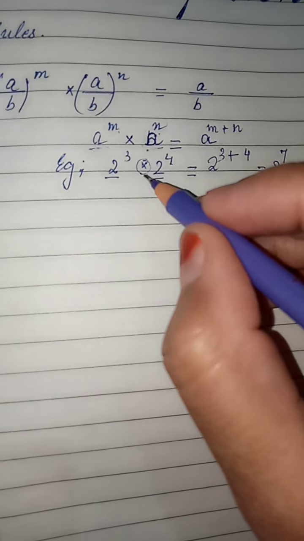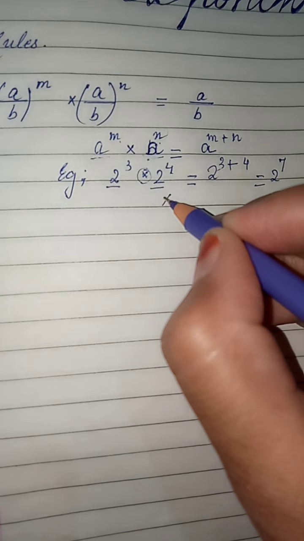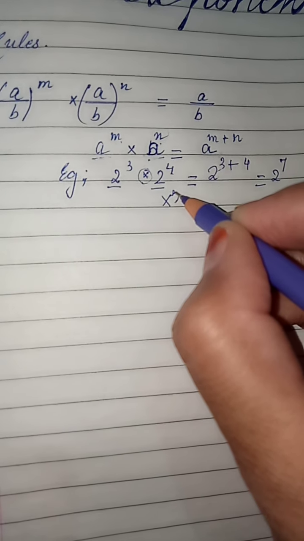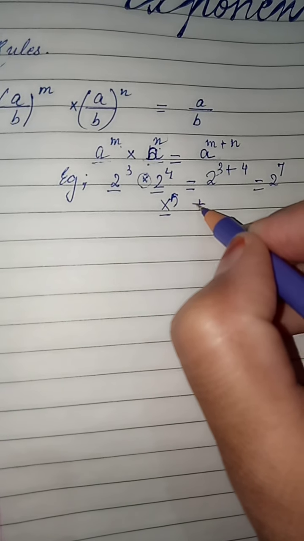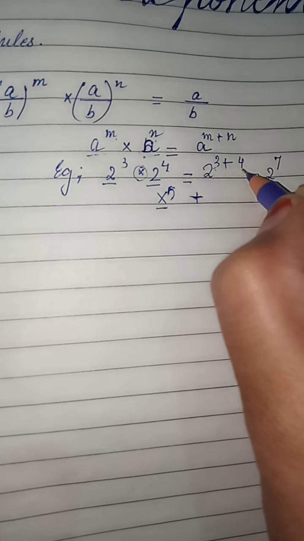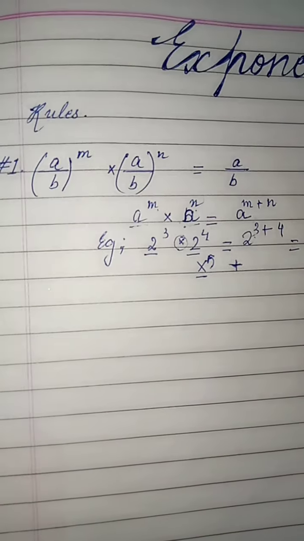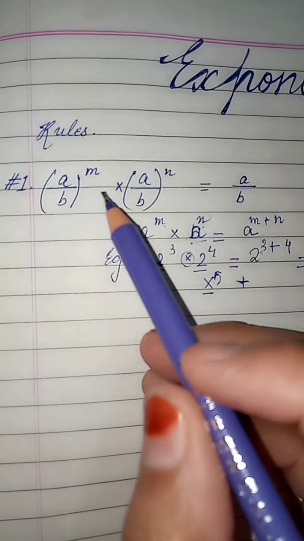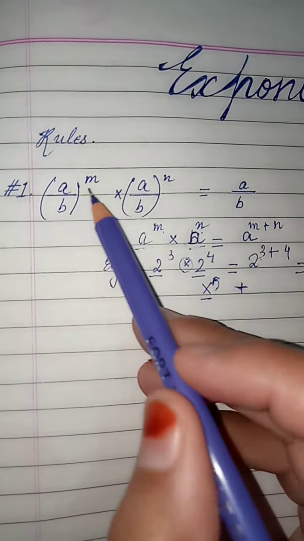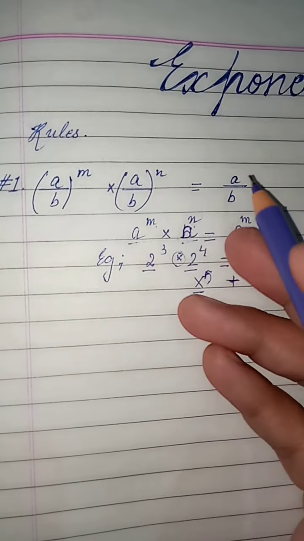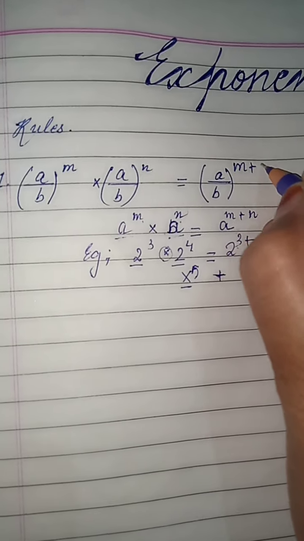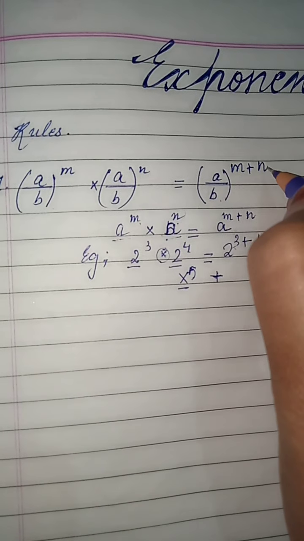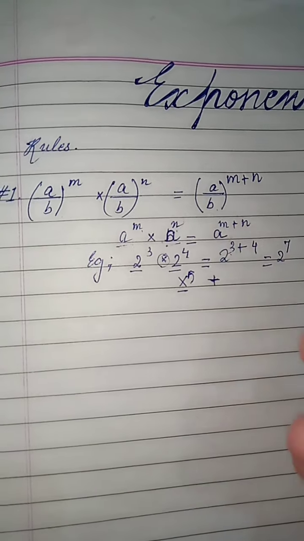Now I'm giving you here a trick. See, multiplication is like this. If we just rotate it, what we'll get this. So multiplying, then what we'll do, we'll add up the powers. So same case is over here. (a/b)^m into (a/b)^n. What we'll do, we'll simply add, (a/b) whole to the power m plus n.